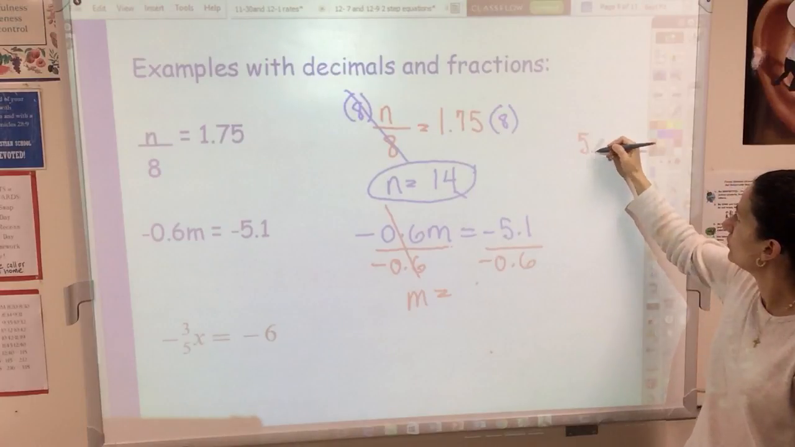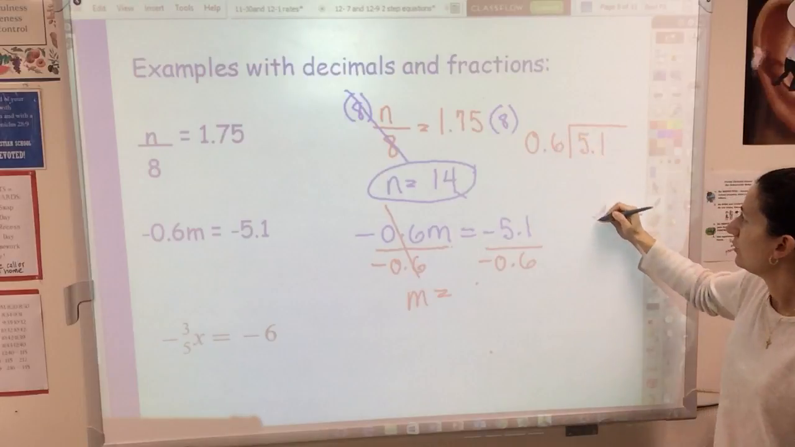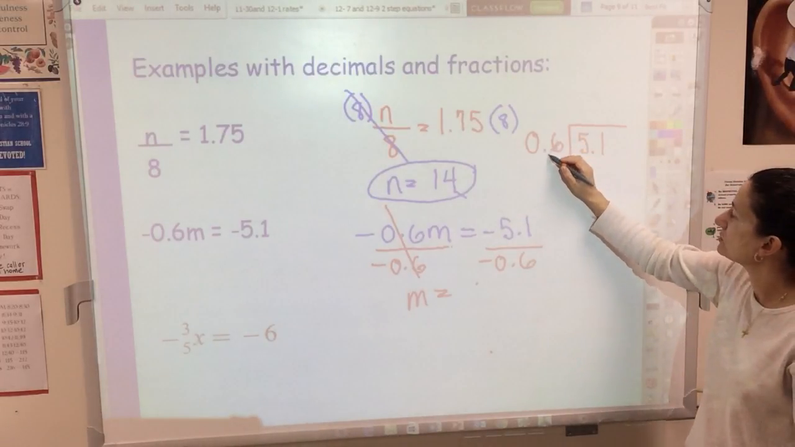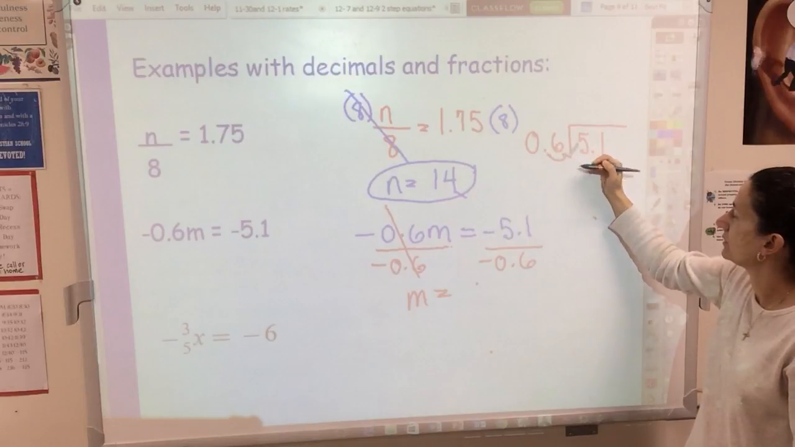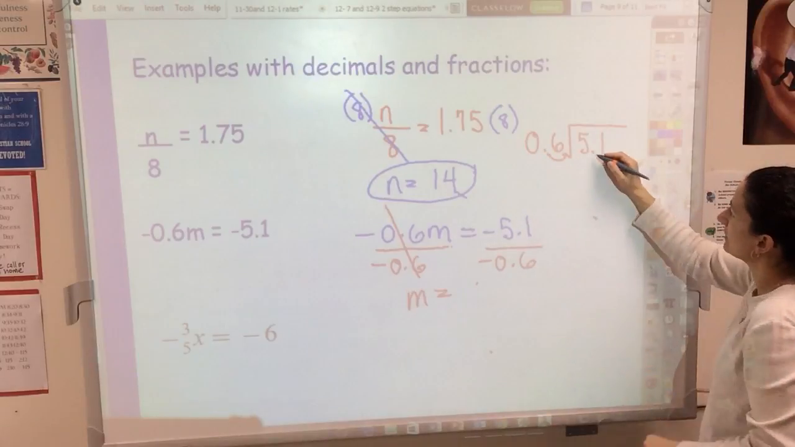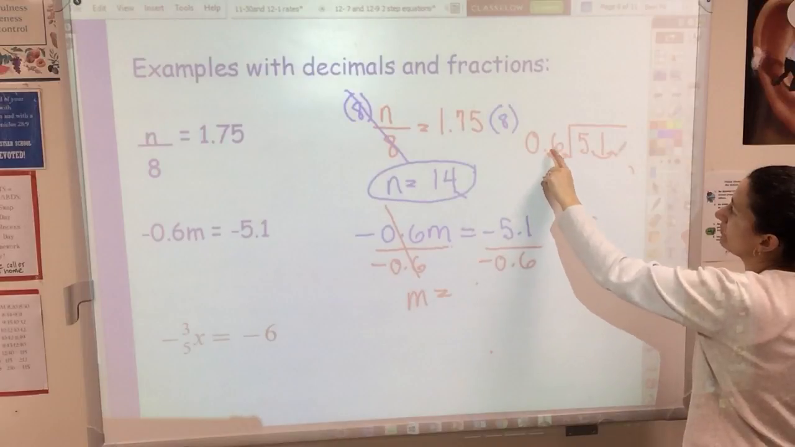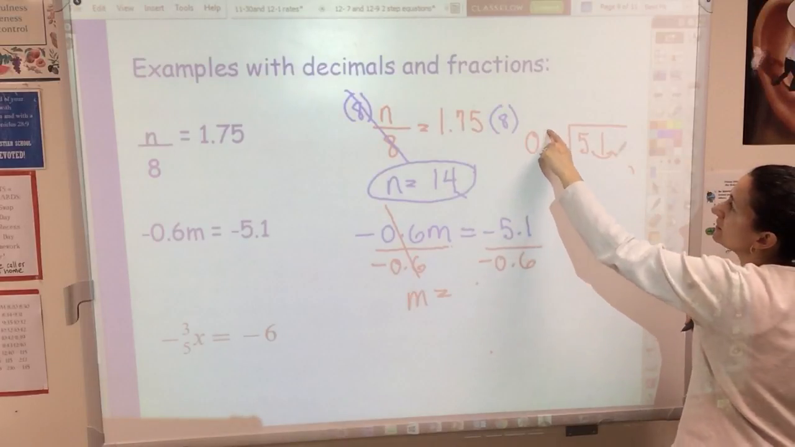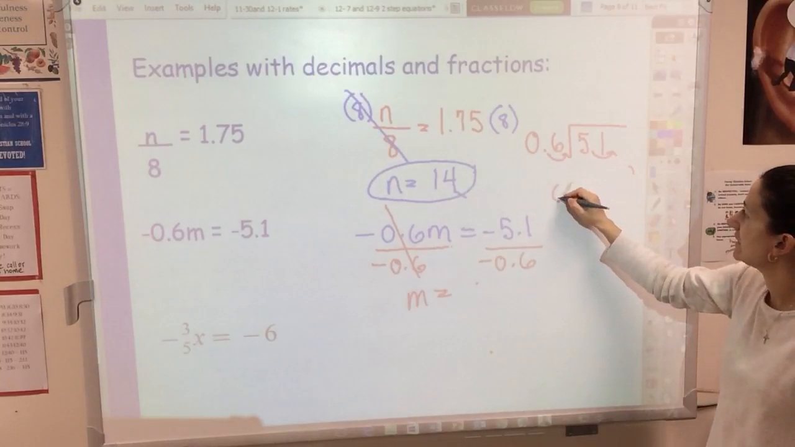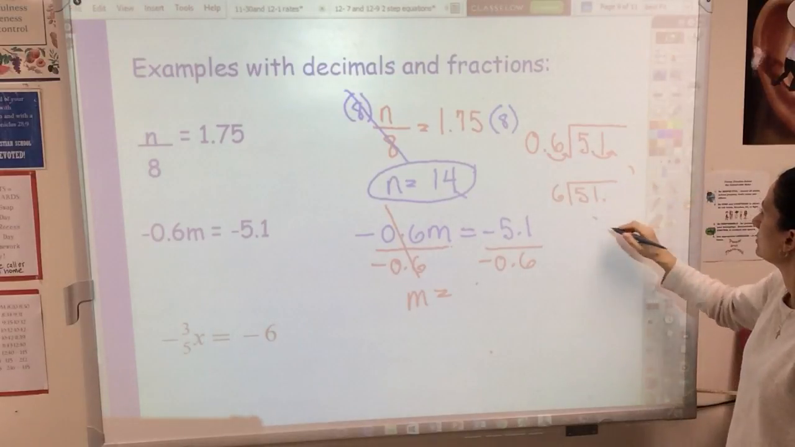Okay, so we have 5.1 divided by 0.6. I never want to divide by a decimal. I'm just going to make it a whole number by moving the decimal point to the end of the number. In order to keep things proportional, if I'm going to make this 6 wholes, I'm going to also move this decimal to the end of this number 1 time. However many times I move the decimal in the divisor, I also move the decimal in the dividend. So I now have 6 divided into 51. Okay, I'll add a decimal there.